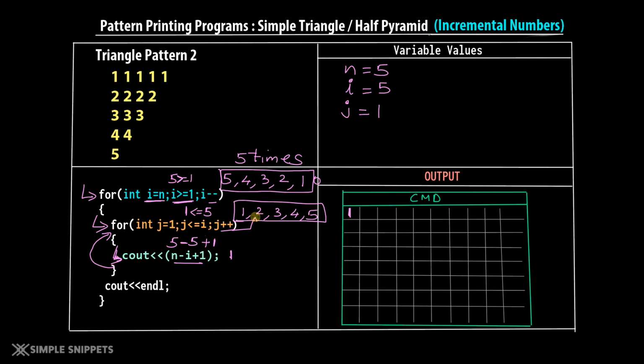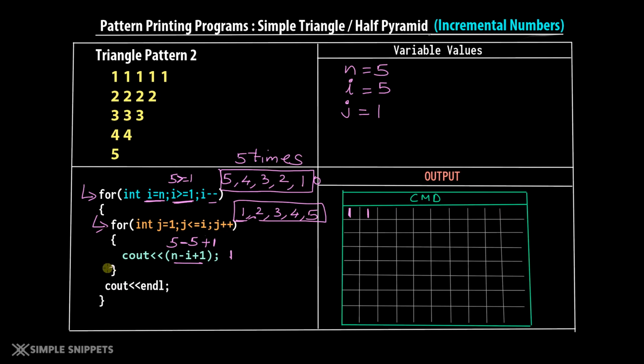After this statement you will go to the start of the for loop. j will take the value 2, because j plus plus, and you will again check is 2 less than or equal to 5? Yes. Correct. So again you will go inside the for loop. You will say cout n minus i plus 1. n is 5. i is also 5. Nothing is changing over here. And you are saying plus 1. So 5 minus 5 is 0, 0 plus 1 is 1. So again 1 is going to be printed.